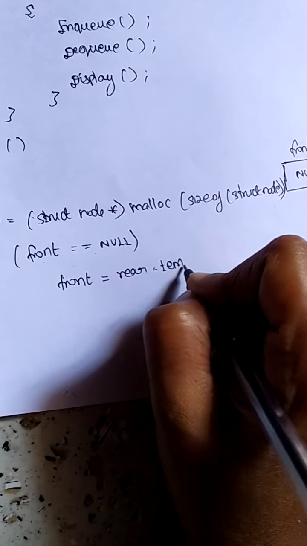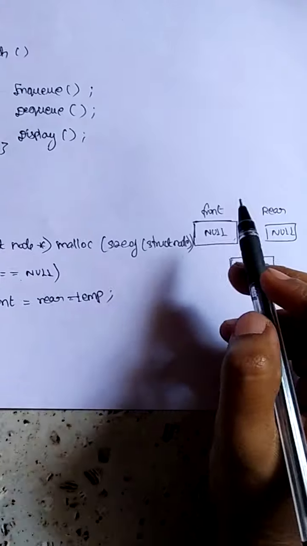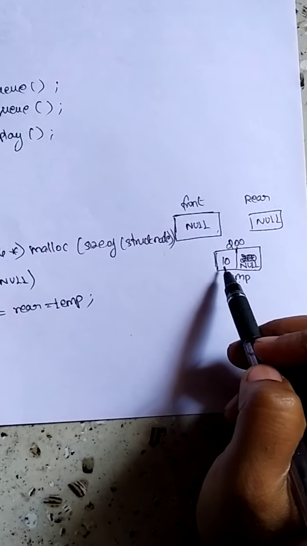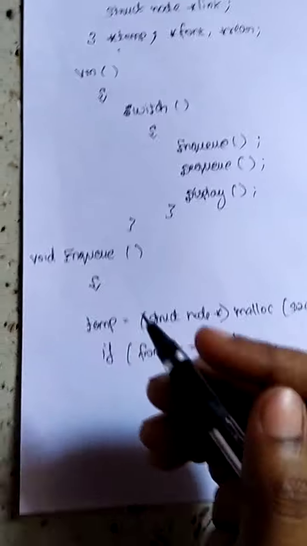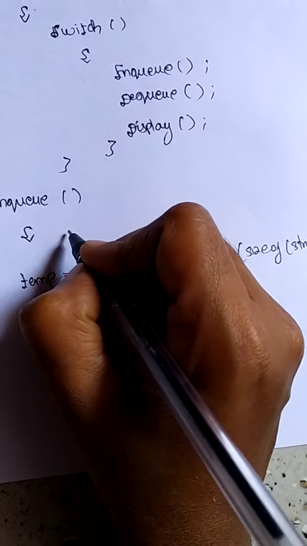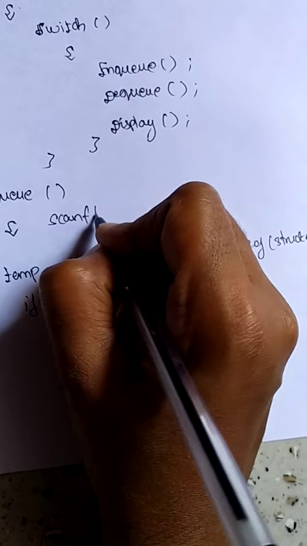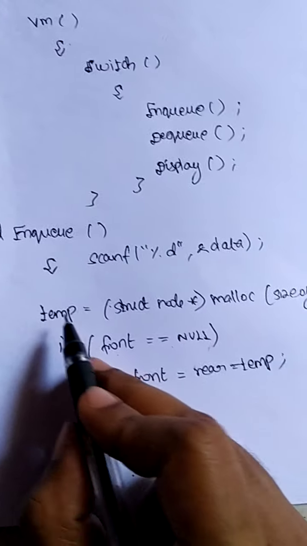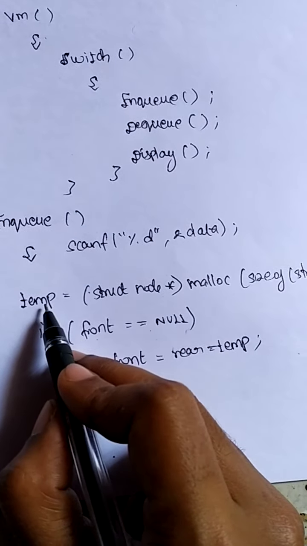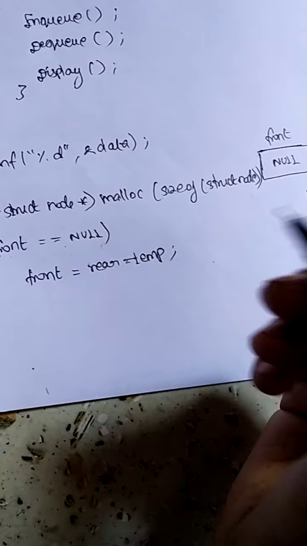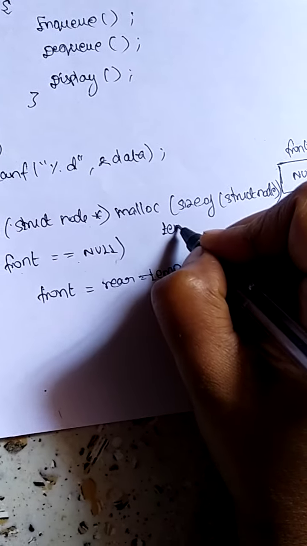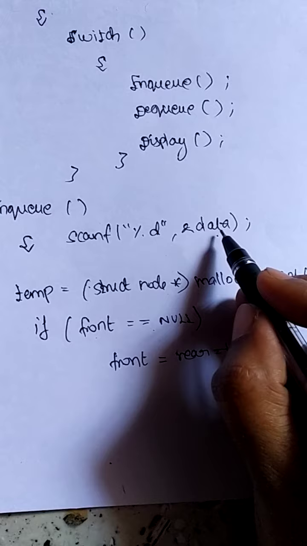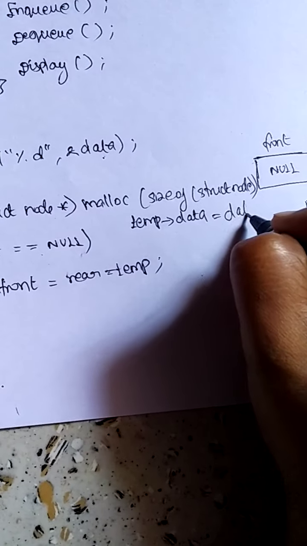equal to temp. So the front is null, the rear is also null. I'm creating a new node temp. So first I have to insert the data for this temp. So just get that data here, that is scanf %d ampersand data. Now I have created a node and put it in the temp. Put temp of data equal to value. If my variable name is data, in temp of data just put the data here.